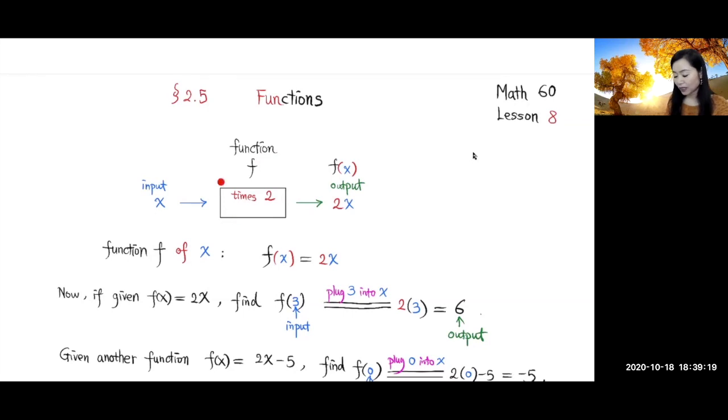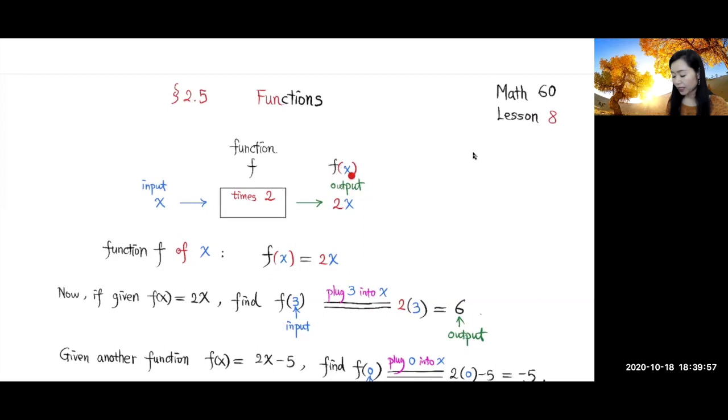Now think about this as a function. This function says that whatever comes in, whatever the input here is, you're going to times 2. So the output here will be 2x. You double that, so you get 2x. The input here, usually we use x for the input. And the output here, after this function, is called f of x.